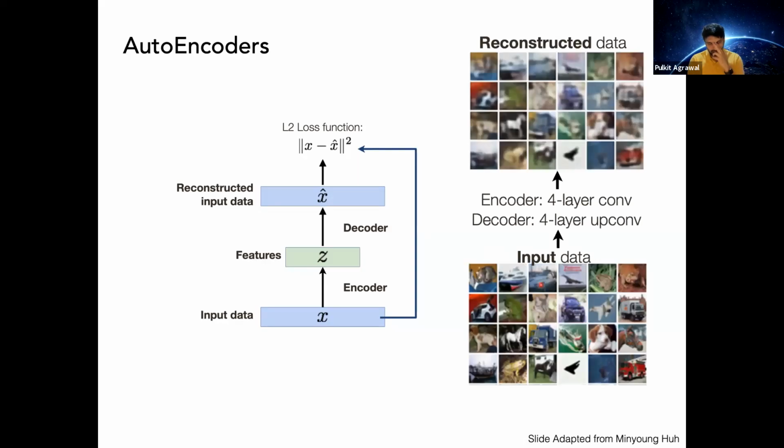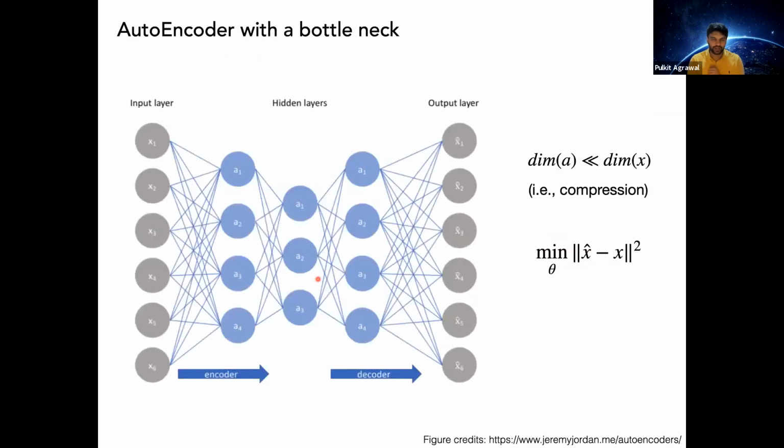So how does this look? I'll take some images as input. I could have a convolutional network and a deconv network, and I can produce image outputs. And whatever I learn in the middle are my features. So this is also called an autoencoder with a bottleneck. Why is it a bottleneck? Because the dimensionality of the middle layer is much less than the input layer.